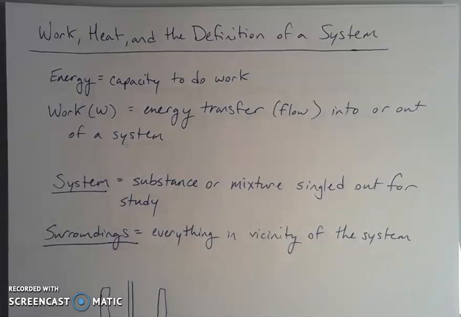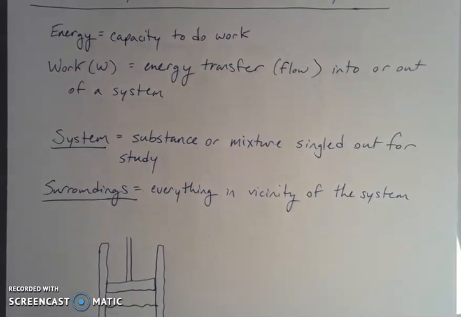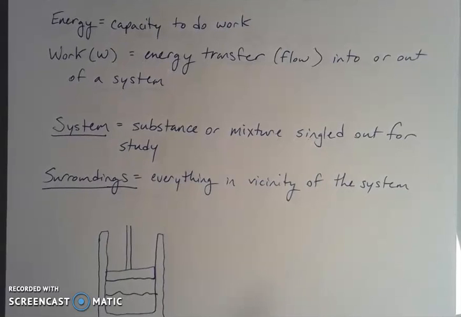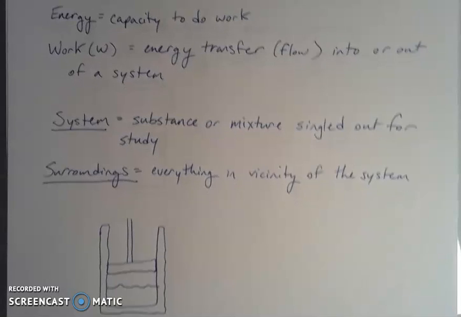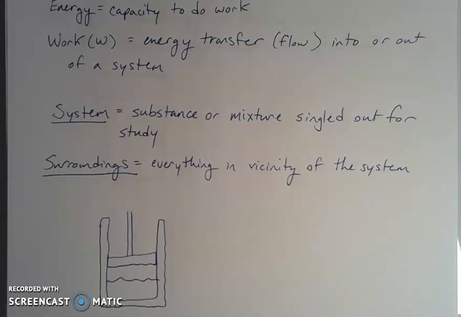Now, a system is something that we as the scientist in our experiment are going to define. A system is a substance or a mixture that is singled out that we have chosen to study, and we're going to focus then on that system and everything around it. So the surroundings then are defined as everything that's in close proximity to that system, and that system might have an impact on those surroundings, or the surroundings might have an impact on the system, and the flow of energy from one to the other is work. Essentially, that's kind of conceptually what we're talking about here.